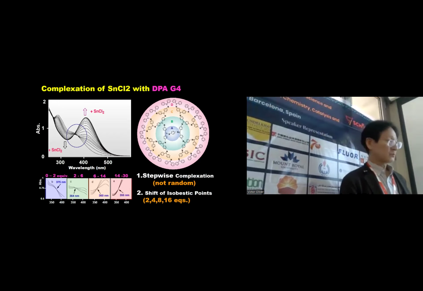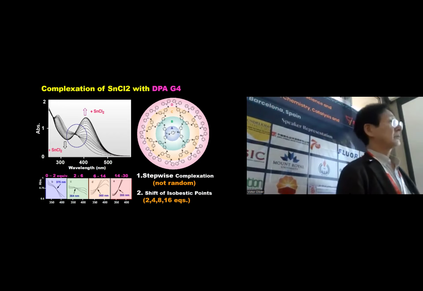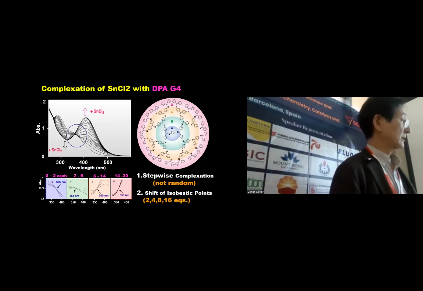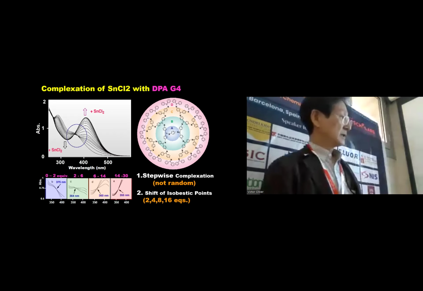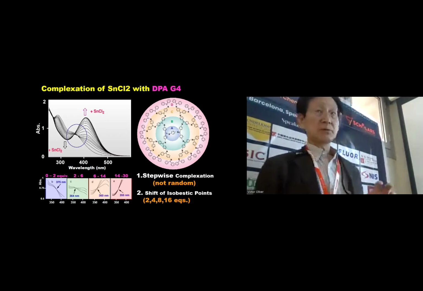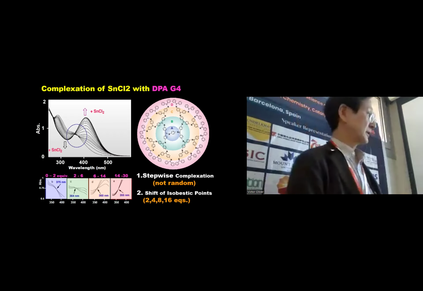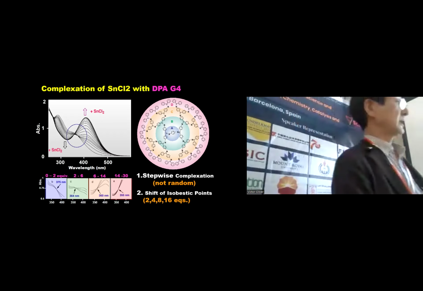For 2 to 6 equimolar amounts of tin chloride addition, the isosbestic point was at 364 nanometers. For 6 to 14 equimolar amounts of tin chloride addition, the isosbestic point was at 360 nanometers. For 14 to 30 equimolar amounts, the isosbestic point was at 355 nanometers. So very interestingly, complexation proceeds not at random, but in a stepwise fashion. So this is the first stepwise complexation of a metal salt in the dendrimer.